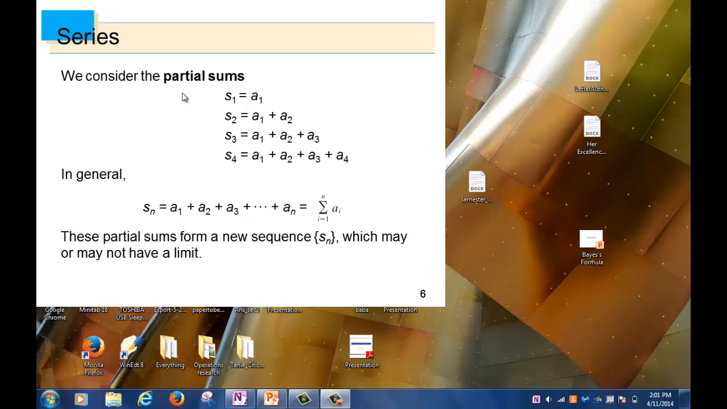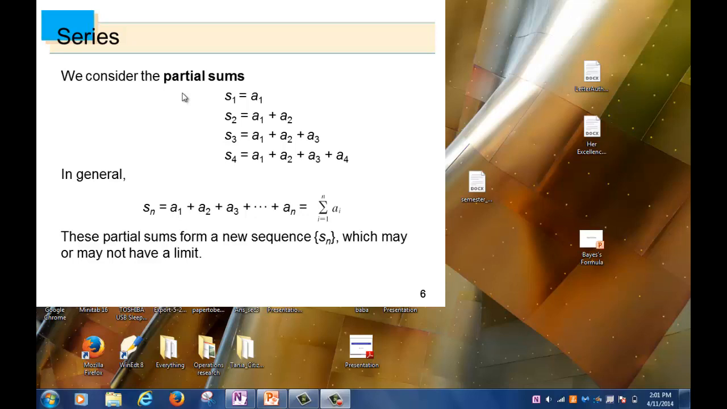So this is called the nth partial sum. Notice that I have this sequence of partial sums, right? S1, S2, S3, S4, S5. This is the sequence of partial sums. What's the meaning of these partial sums? It's basically I'm adding more and more terms, right?